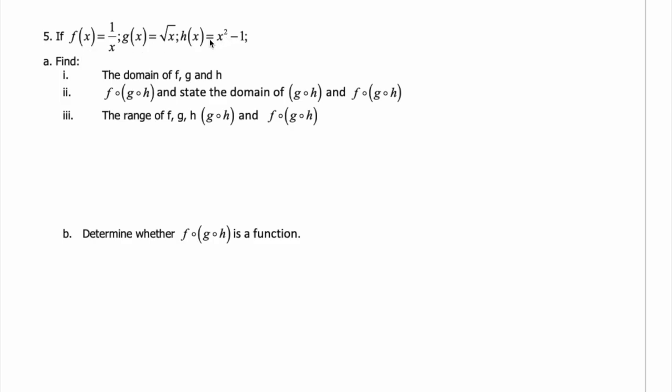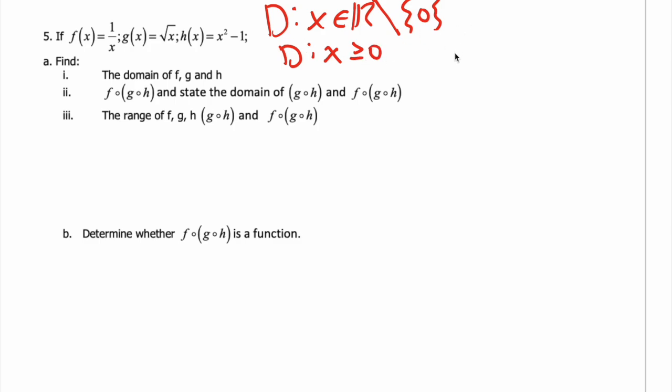Alright, we got f, g, and h. Find the domain of each. Okay, the domains are going to be, well, this is 1 over x, so it's all real numbers except 0. That's how you write it for f. And for g, square root of x, so x greater than or equal to 0. And the last one, this is x, all real numbers. So that's the domain range for f, g, h. Sorry, I meant to have it in a different color.